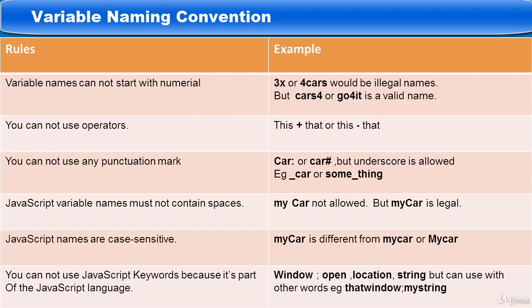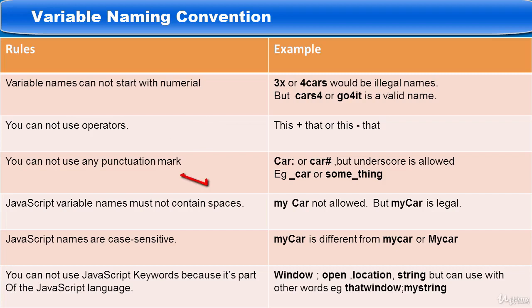You cannot use operators. By operators, I mean either mathematical or logical operators. You can't use those in variable names. For example, you can't call a variable this plus that, or this minus that, or this times that. You can't do that.